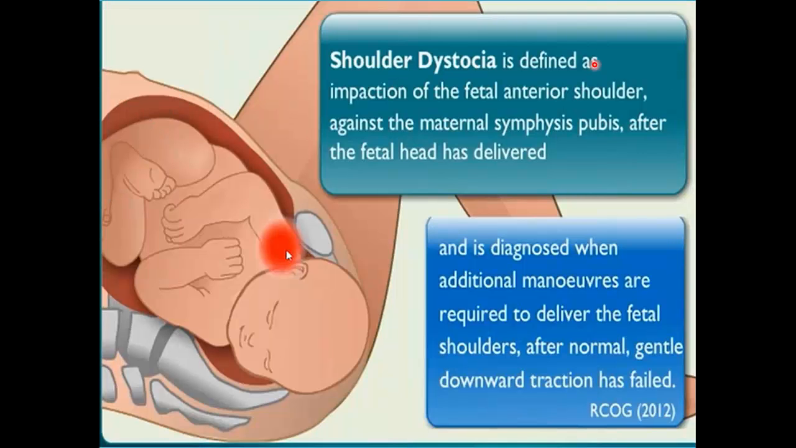Here, shoulder dystocia is defined as impaction of the fetal anterior shoulder against the maternal symphysis pubis after the fetal head has delivered. In other words, you can define shoulder dystocia if there is a prolongation of more than 1 minute between the delivery of the head and the delivery of the shoulder. If you deliver the head and it takes more than 1 minute and the shoulder is not delivered, this is defined as shoulder dystocia. It is diagnosed when additional maneuvers are required to deliver the fetal shoulders after normal gentle downward traction has failed.